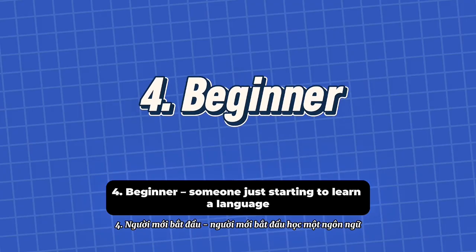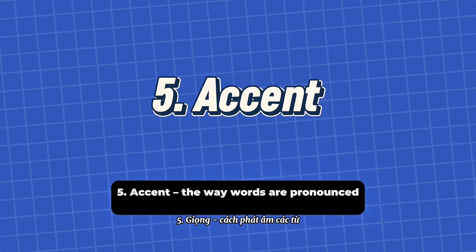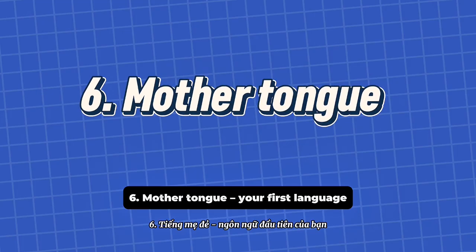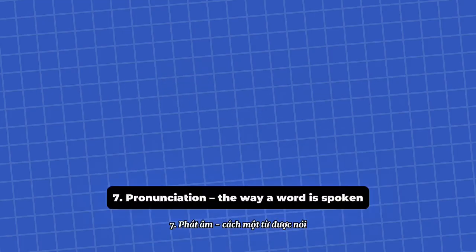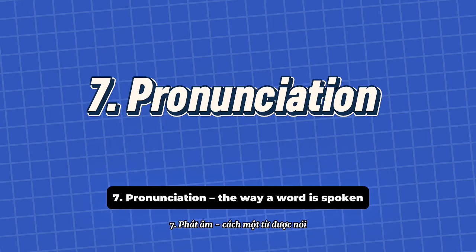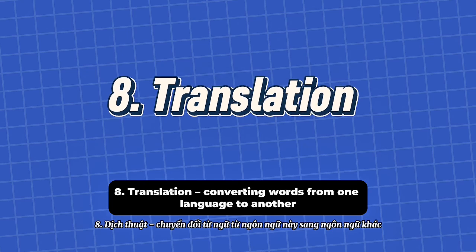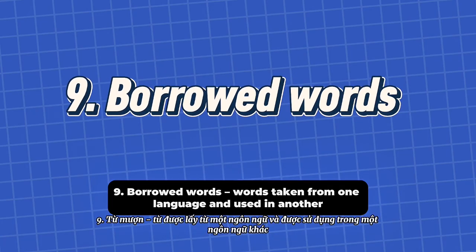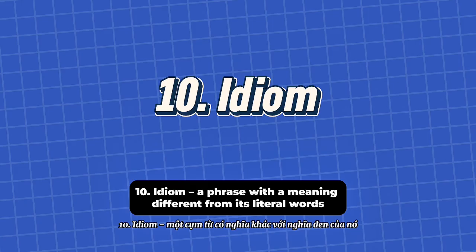4. Beginner. Someone just starting to learn a language. 5. Accent. The way words are pronounced. 6. Mother tongue. Your first language. 7. Pronunciation. The way a word is spoken. 8. Translation. Converting words from one language to another. 9. Borrowed words. Words taken from one language and used in another. 10. Idiom. A phrase with a meaning different from its literal words.